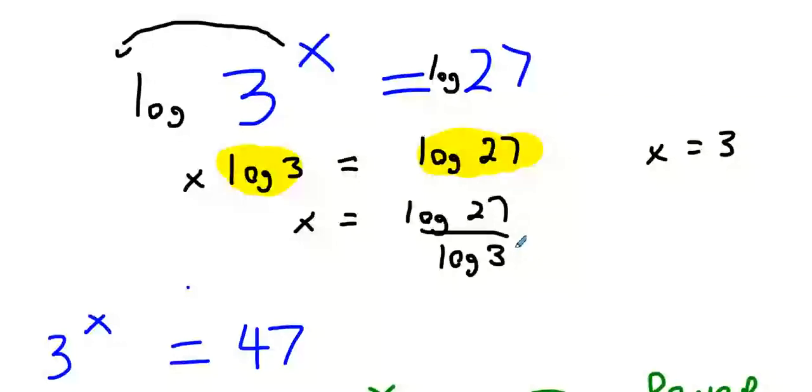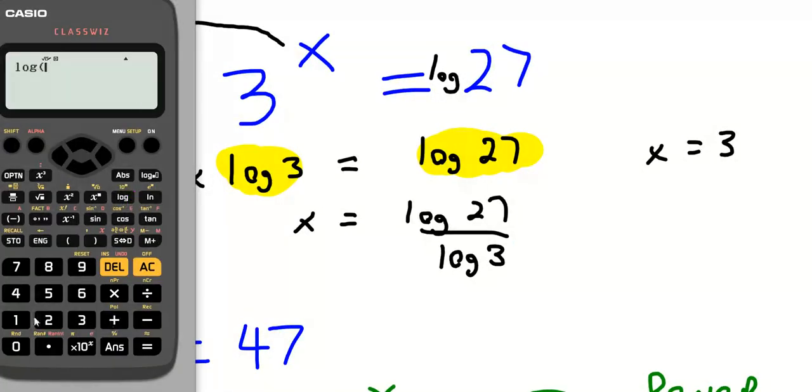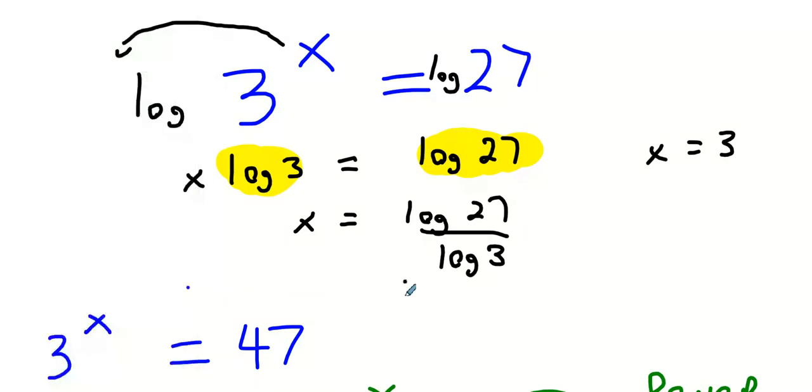Now, lads, if this works as well as we think it does, what should the answer be? The answer should be 3, shouldn't it? So we'll check it in the calculator really quickly. Log 27 divided by log 3. All right. And the answer is, in fact, 3. So we can see that answers using logs actually work.